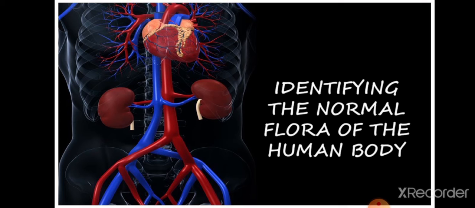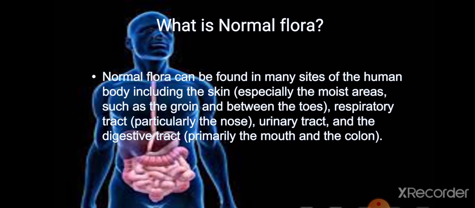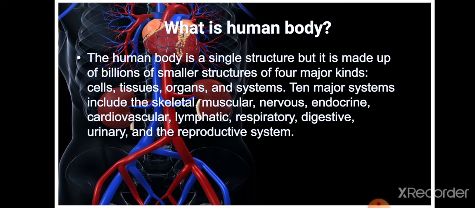Human body. Next is, what is normal flora? Normal flora can be found in many sites of the human body, including the skin, especially the moist areas such as the groin and between the toes, the respiratory tract, particularly the nose, the urinary tract, and the digestive tract, primarily the mouth and the colon.